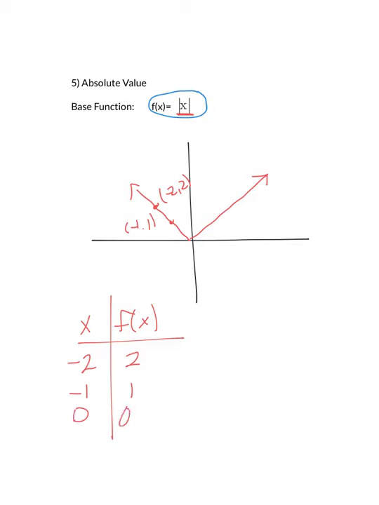0. 0 is already positive enough, so I have a (0, 0). 1 is already positive, so I'm going to get a (1, 1). And 2 is already positive, so I'm going to get a (2, 2). So basically, what this represents is our y equals x function right here, and the exact same function mirrored over here because of the absolute values.